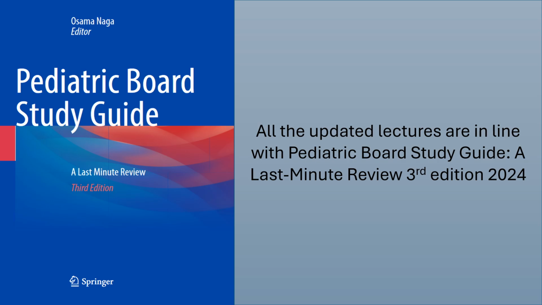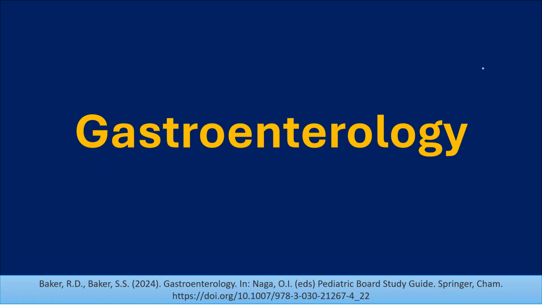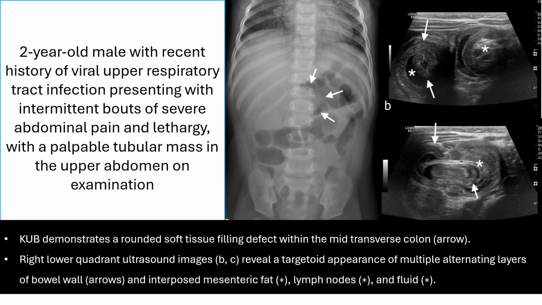Pediatric Gastroenterology. This is a 2-year-old male with recent history of viral upper respiratory tract infection presenting with intermittent bouts of severe abdominal pain and lethargy with a palpable tubular mass in the upper abdomen on physical examination. The KUB showed soft tissue filling defect in the mid-transverse colon, and the ultrasound showed the classic target sign. What is the most likely diagnosis? This is a classic case of intussusception.